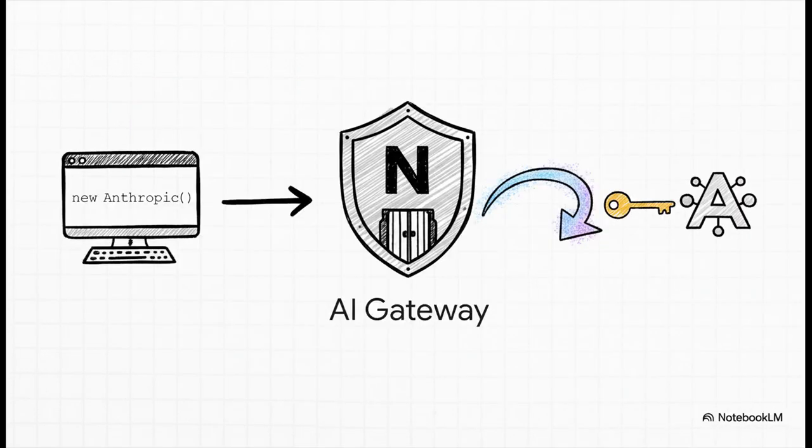But here's the really cool part. Modern platforms are actually making this even simpler. With a tool like Netlify's AI Gateway, you don't even have to mess with environment variables in your code. Look at this snippet. You just create the client, and that's it. The platform securely injects the credentials for you behind the scenes. It basically handles the security for you.